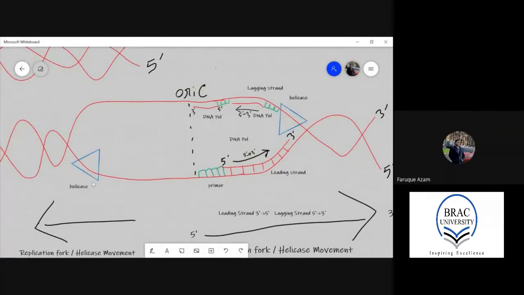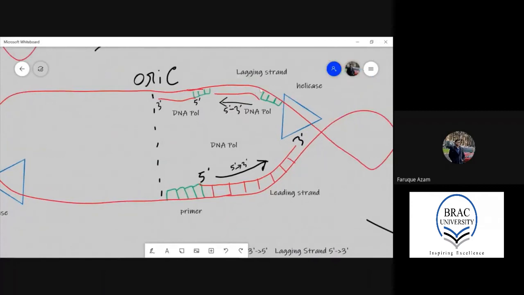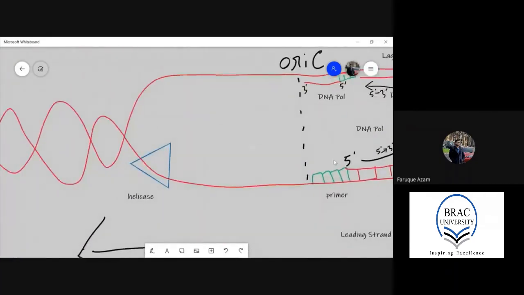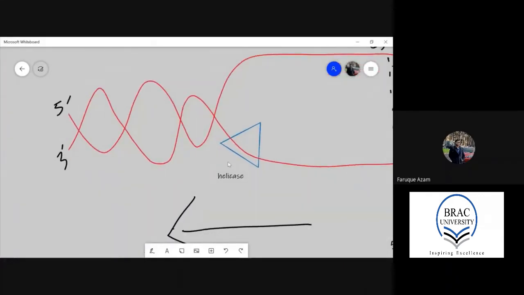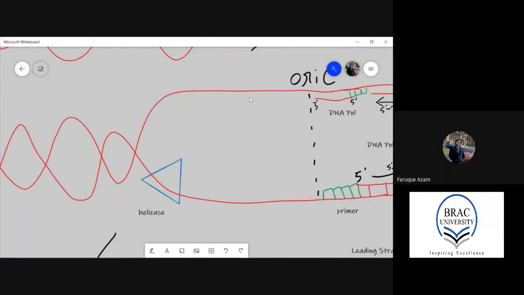Also, the same scenario will be opposite on the other side, because here the helicase-binding strand will always be the lagging strand. Here the helicase was found on the lagging strand because it can only break down from 5 prime to 3 prime end. So the strand that runs from 5 prime to 3 prime end, helicase will be attached to that strand. Here the 5 prime to 3 prime end is the lower strand, so the helicase is attached here. So the helicase will be on the lagging strand, and the other strand, where the DNA polymerase can continuously go from 3 to 5 prime end, will be the leading strand.